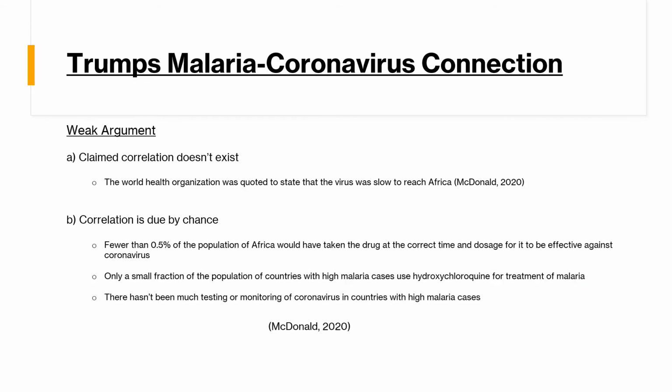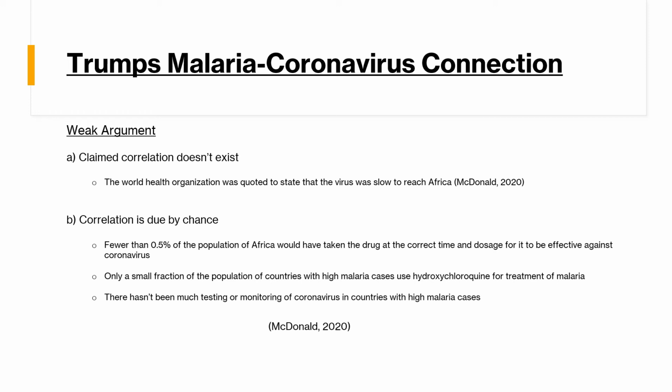If we look at the conditions for what makes a causal argument weak from the previous slide, we can apply what we learned and what Trump said to further test the strength of the argument. Starting with A, the claim correlation doesn't exist. This condition is not fulfilled as the claim correlation does in fact exist. The World Health Organization was quoted to state that the virus was slow to reach Africa, which is a country with high annual malaria cases.